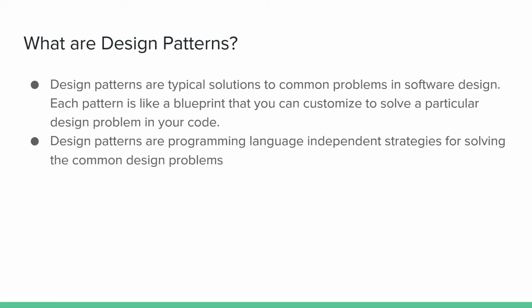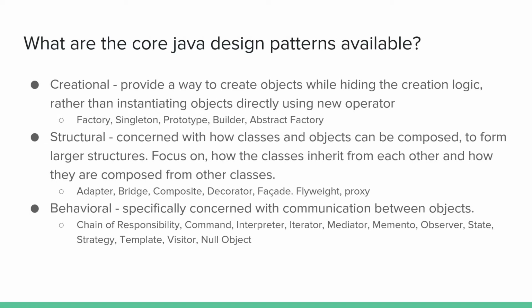What are design patterns? Simple. They are typical solutions to common problems in software design. Each pattern is like a blueprint that you can customize further to solve a particular design problem of your code. So you have a problem in your code and you can use the template which is already available, which you can customize and solve that problem. Design patterns are programming language independent strategies for solving the common design problems. So this is a very important question, so remember it.